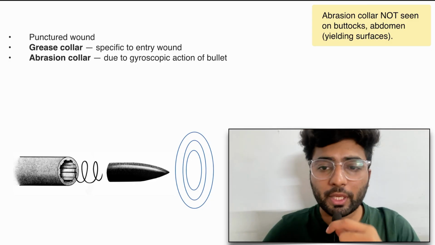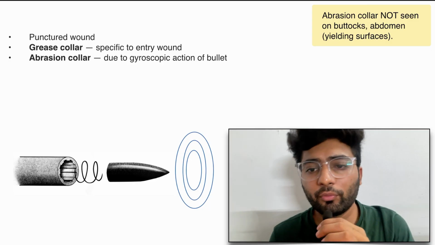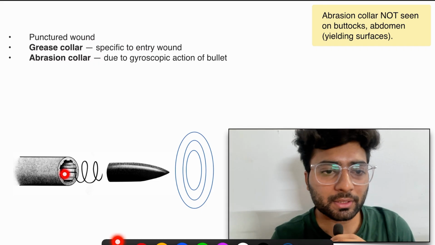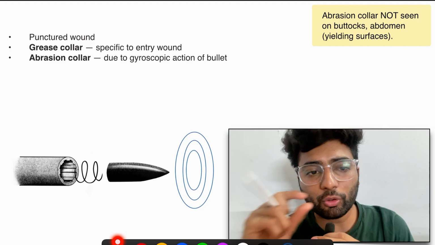The topic of discussion today is intermediate ballistics. In this we'll see the different types of wounds. Let's see, this is a rifle barrel. Now this rifle barrel has rifling or marks.